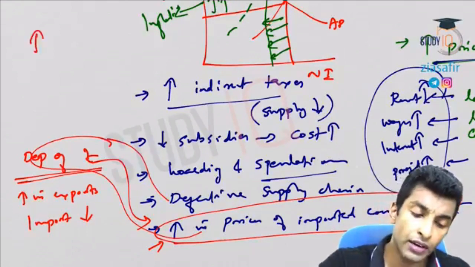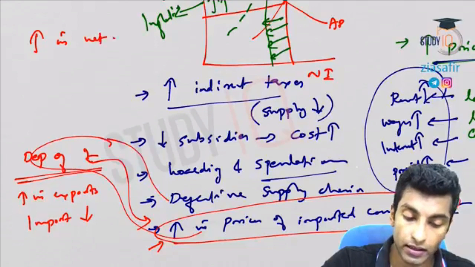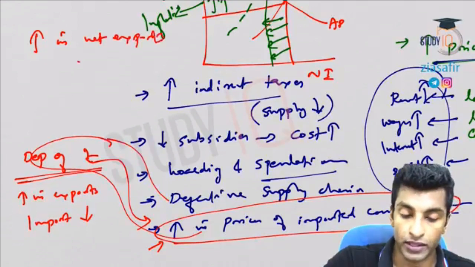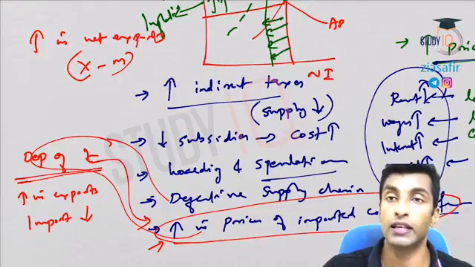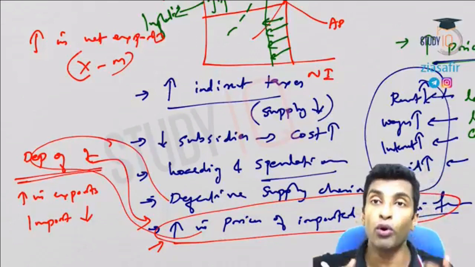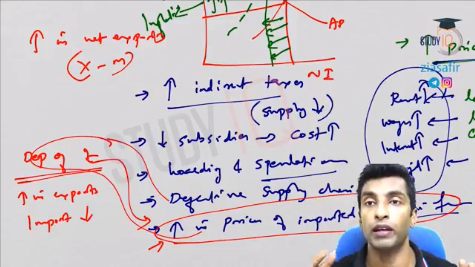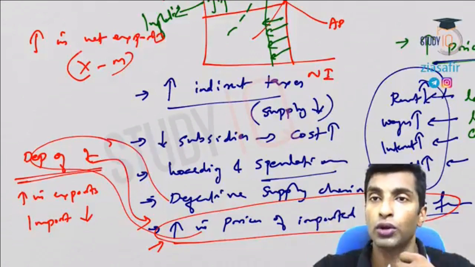Or you can also say increase in net exports. Net exports means what? X minus M, export minus import. If this is increasing, what does that mean? More is going out, that means supply will be less. So increase in net exports is also a reason.